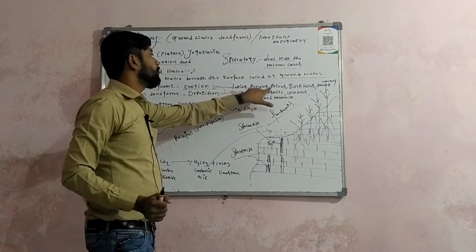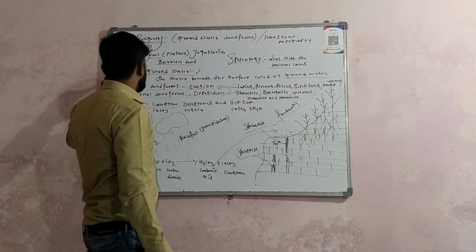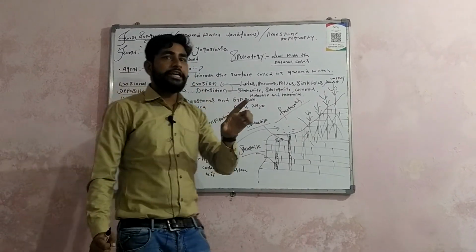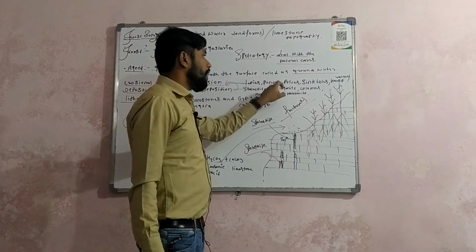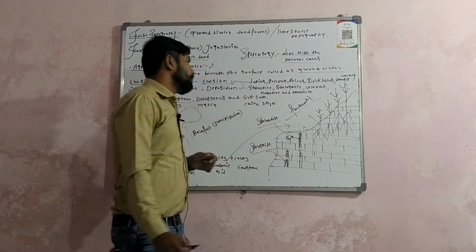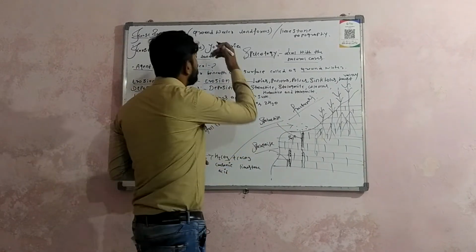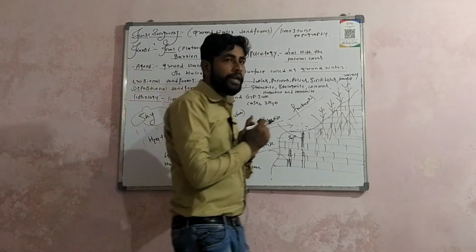Lapies, ponors, poljes, sinkholes and karst valley are erosional landforms created by the effect of groundwater. Stalactite, stalagmite, columns, halactite, halagmite are created by the deposition of sediments through groundwater. Means groundwater is a must. Groundwater is very important.